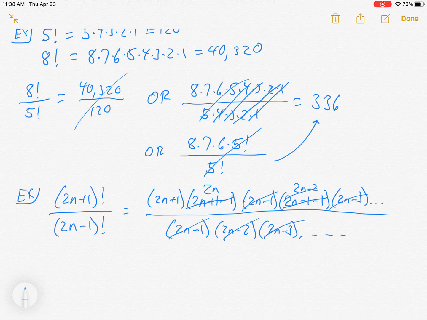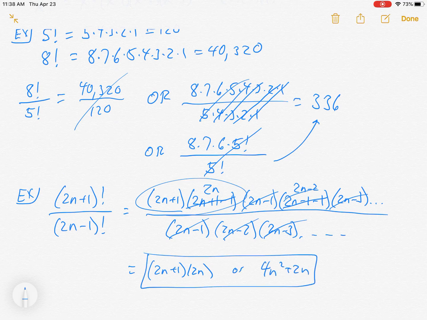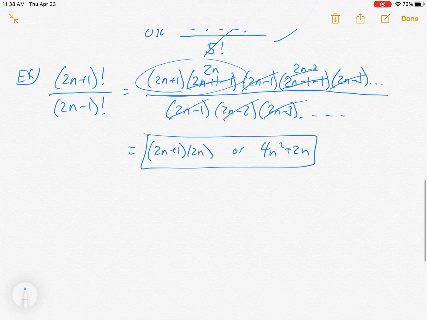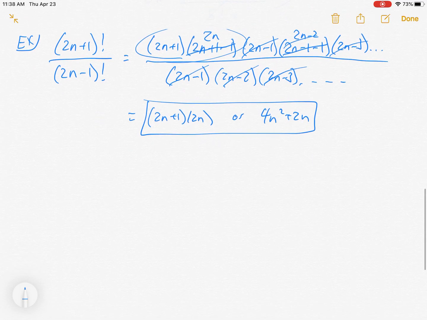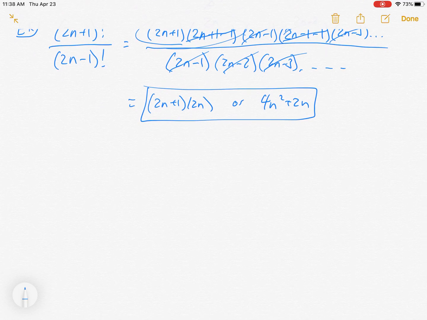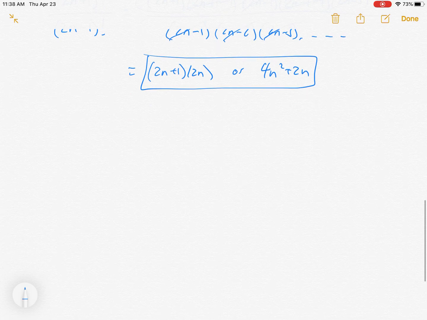Down below, we have 2n minus 1. Hey, that's familiar. That's the same as this one. The next one would be 2n minus 2. Well, there it is. All the rest are going to cancel, and the only survivors are these two. So you're left with 2n plus 1 times 2n. I guess you could multiply it out if you wanted: 4n squared plus 2n. I'd probably leave it not multiplied. So that's a bit on factorials.